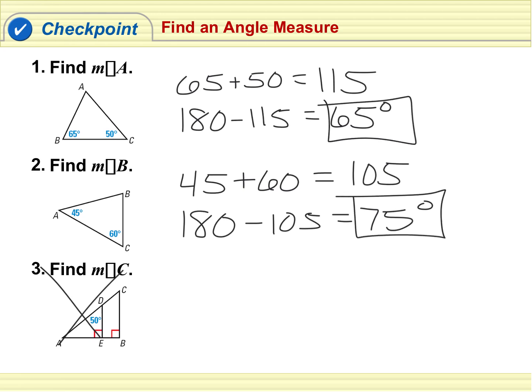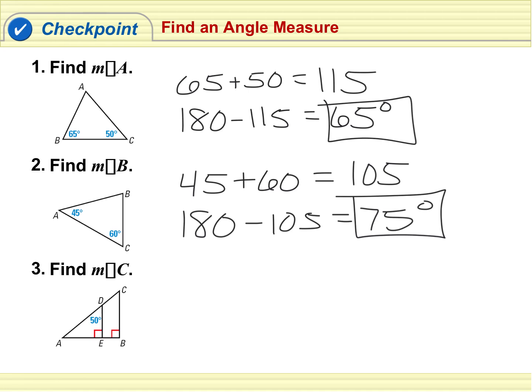All right, on number 3, do we want to try it? Angle B is the same as angle C. All right, number 3. What do those squares mean? 90 degrees.